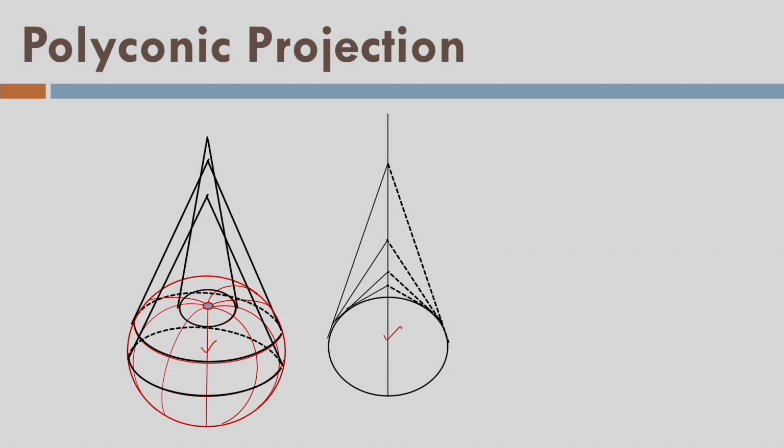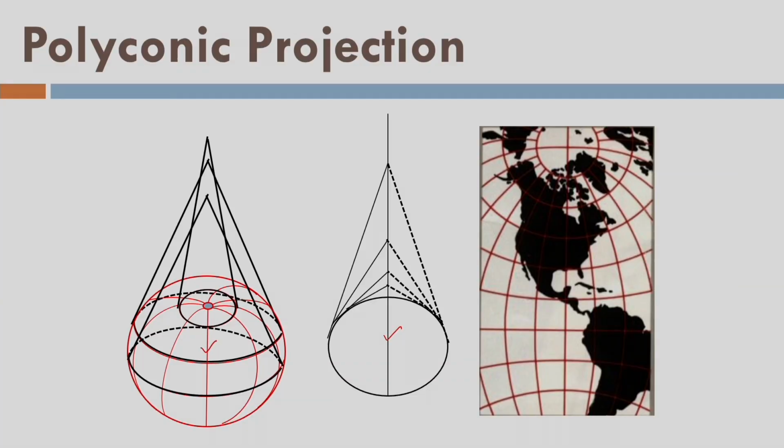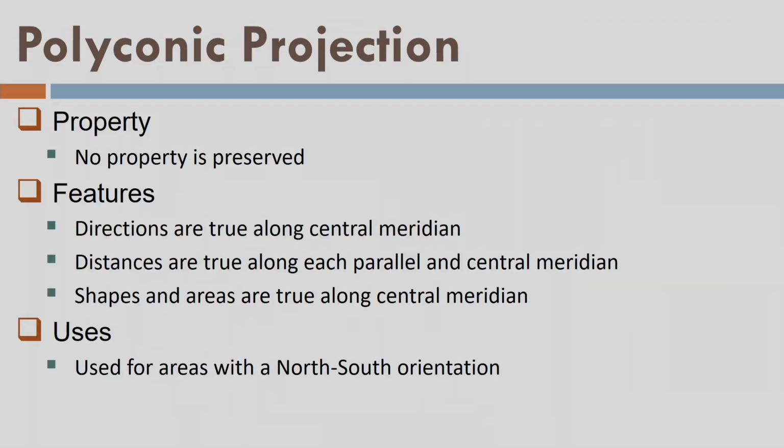Moreover, if 3 cones are touching the 3 latitudes, or even if there is 1 cone touching a certain latitude, fine, there will be minimum distortion. So this is an example of the polyconic projection. So what are the properties here? First of all, no property is preserved here.